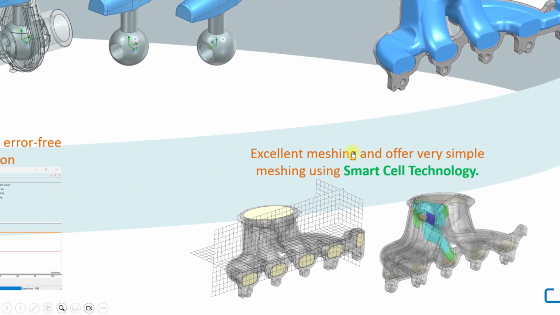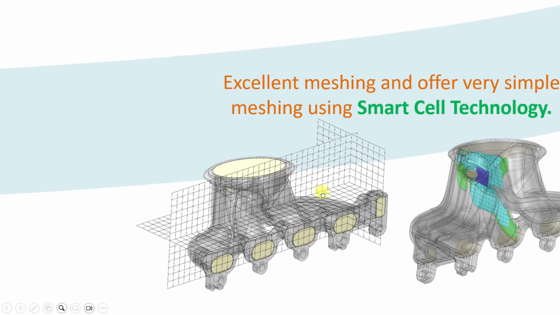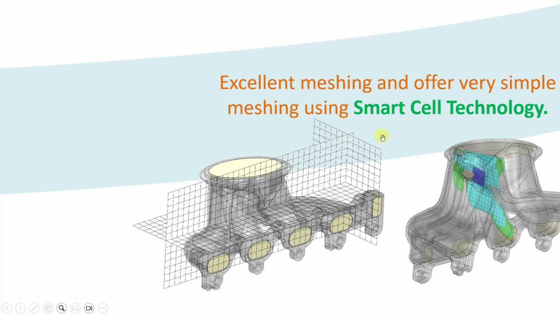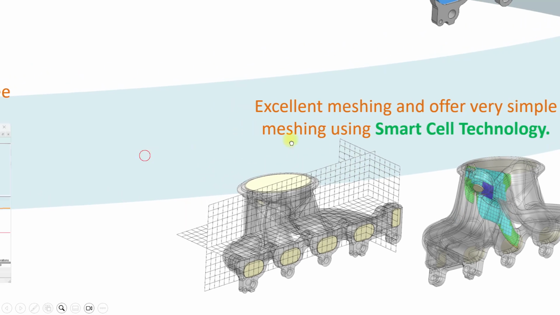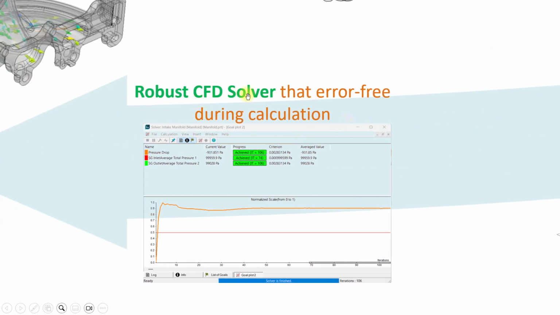Next, this is excellent meshing and offers very simple meshing using smart cell technology. So the meshing is going to be like this. This is what we call smart cell technology. This meshing also can be adjusted to have refinement like this in order to capture the small details in the solid geometry.